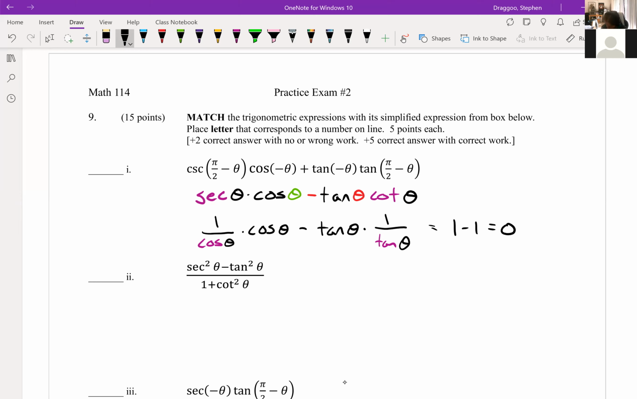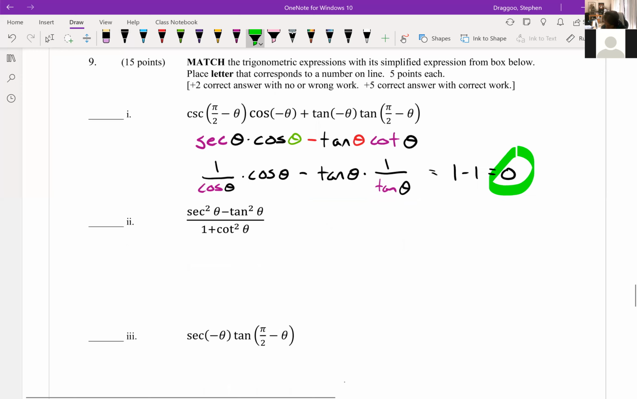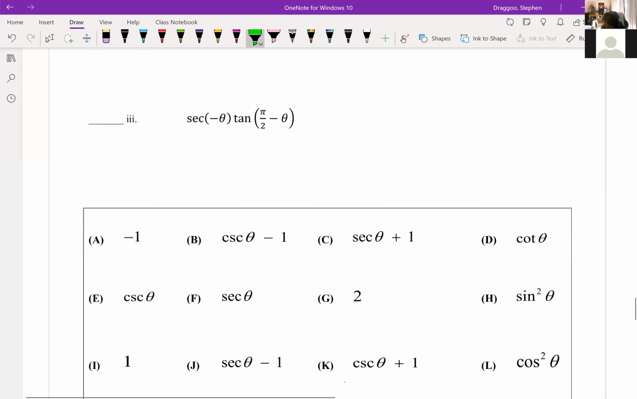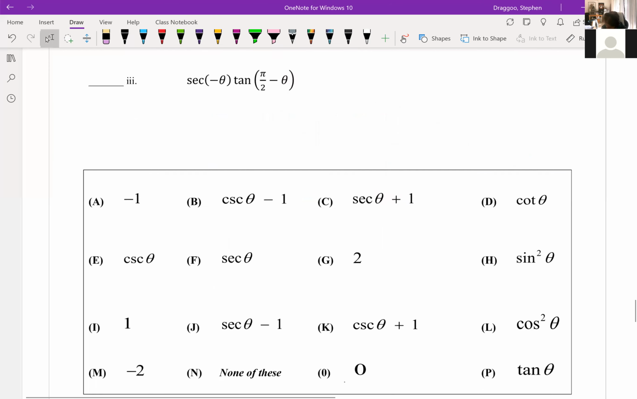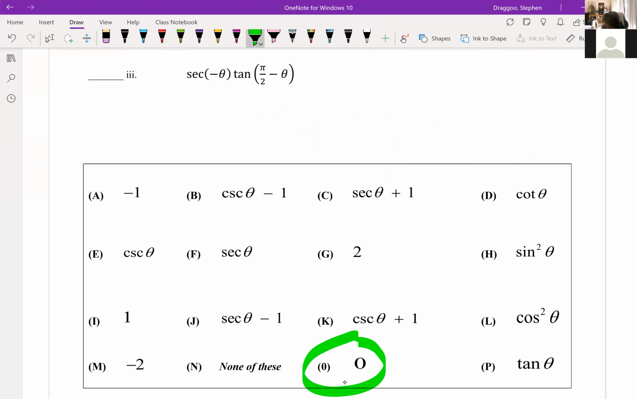So 0 is going to be our answer. And we should hopefully scroll down to the answer box and see over here. Cool. We have an answer.